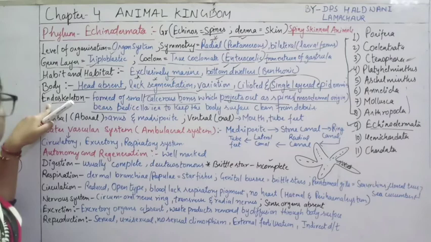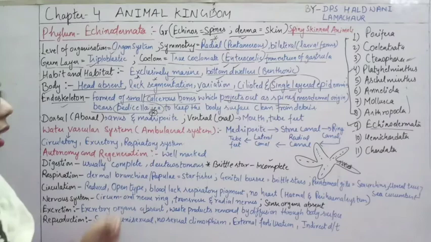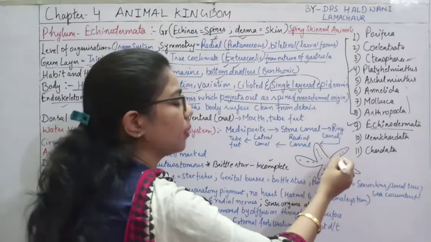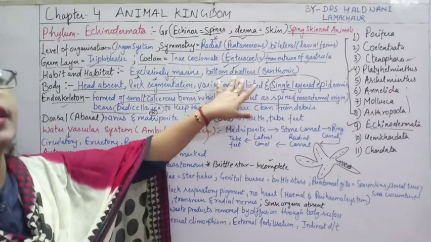Now along with this, they have some pedicellariae. Okay, again a very, very important question. This feature of pedicellariae is present in which phylum? In case of echinodermata. Right, these are present in their body. And what is the function of these pedicellariae? As we are saying that echinodermata prefer to live at the bottom, we say they are bottom dwellers.